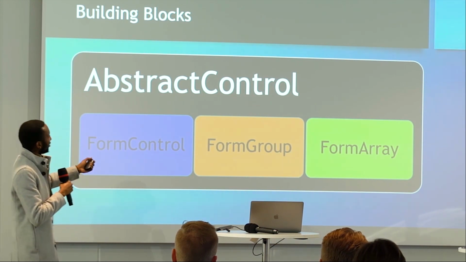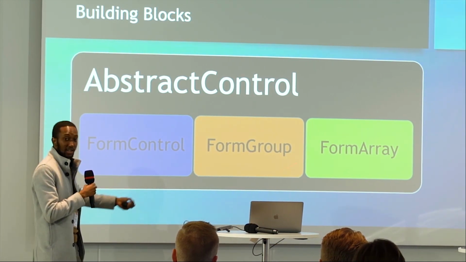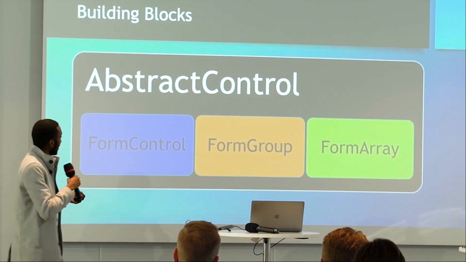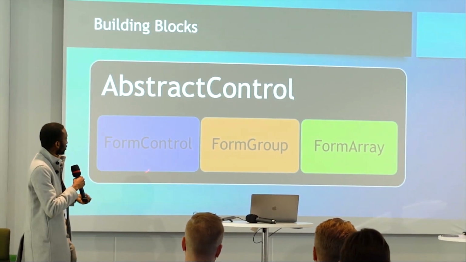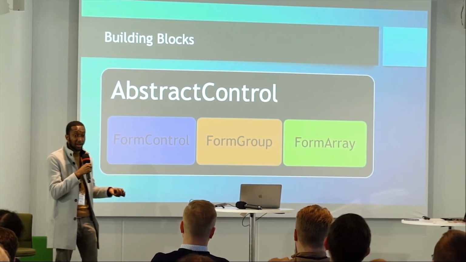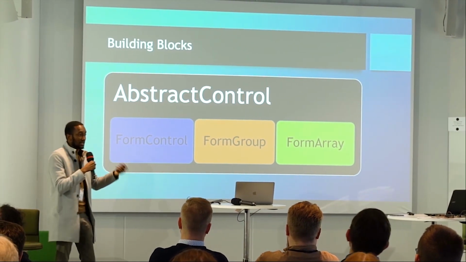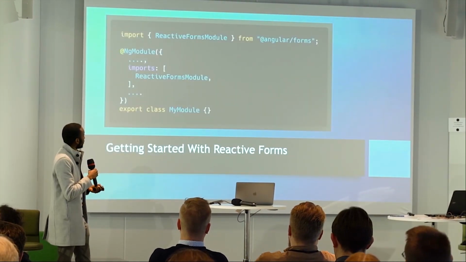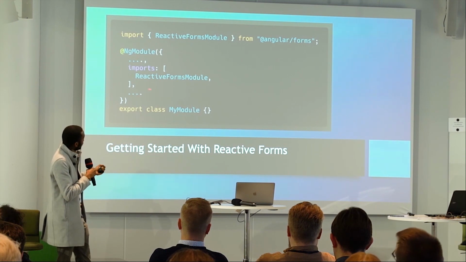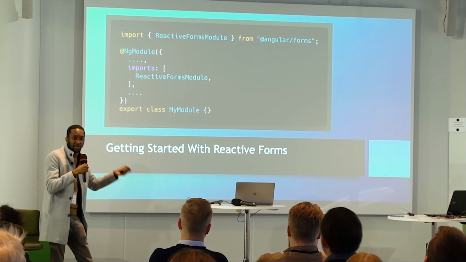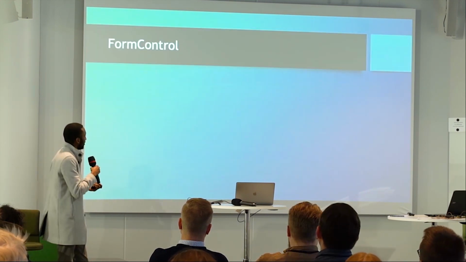Everything about Angular Reactive Forms comes from something called an abstract control. Within the abstract control, you have three members: the form control, the form group, and the form array. Now we're going to talk about each of them individually. To get started, you have to do your housekeeping. You make sure you import the Reactive Forms module, and then you get everything.